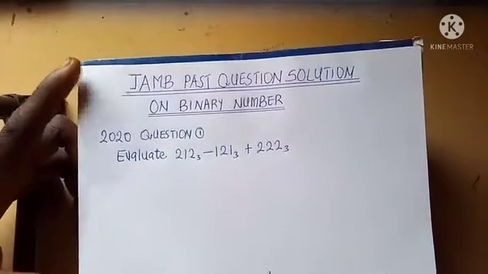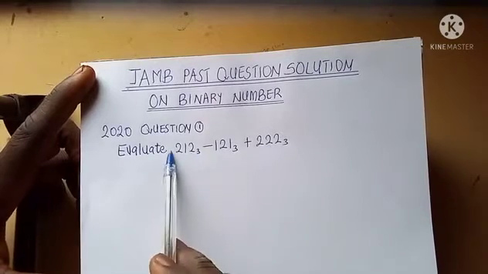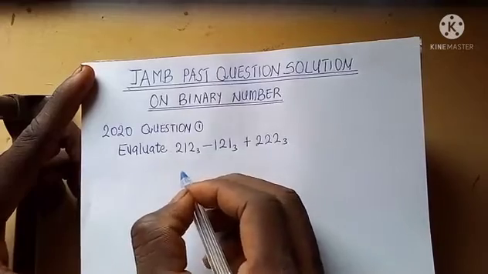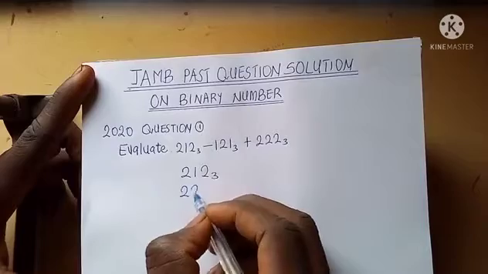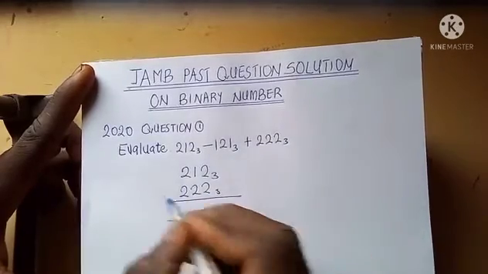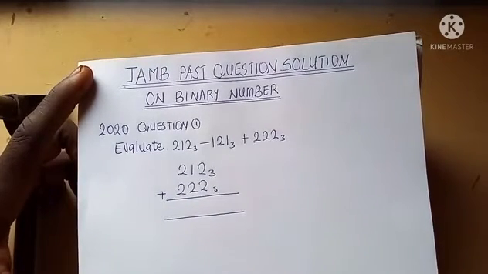So the first question, 2020, is this. Evaluate 212 base 3 plus 121. You see, there are two numbers there. Add both numbers together, 212 base 3 plus 22 base 3. So you have to add these two numbers together, and add the first row together.